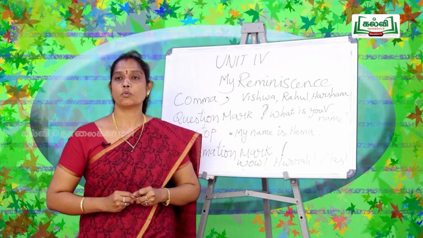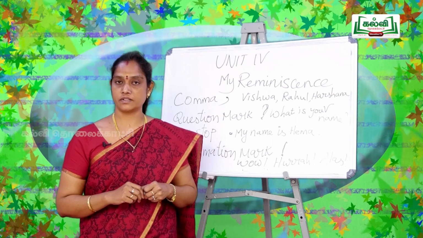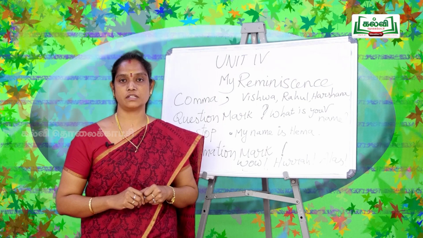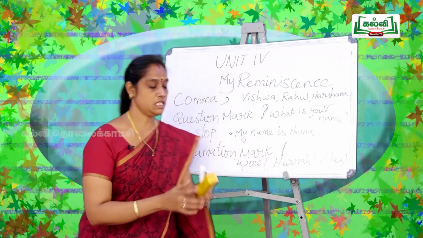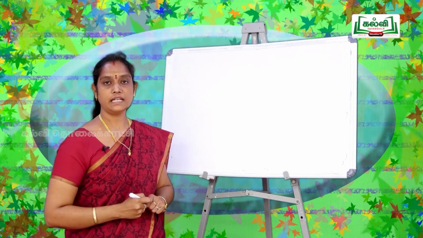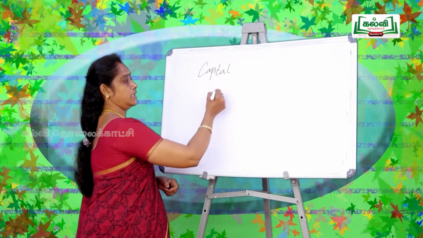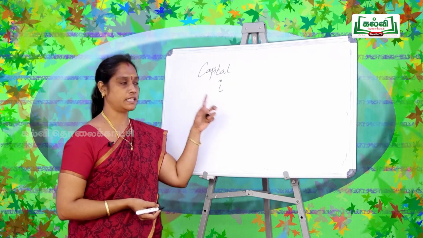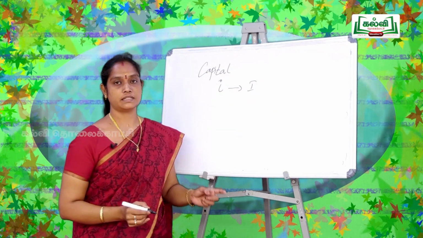So wow, you have to give the exclamation mark. It's a beautiful bird. You have to give a full stop. And have you ever seen such a beautiful bird? You have to give a question mark. Rules for using the punctuation: you have to start a sentence with a capital letter, and wherever you find the small letter i, you have to change it into capital letter I.